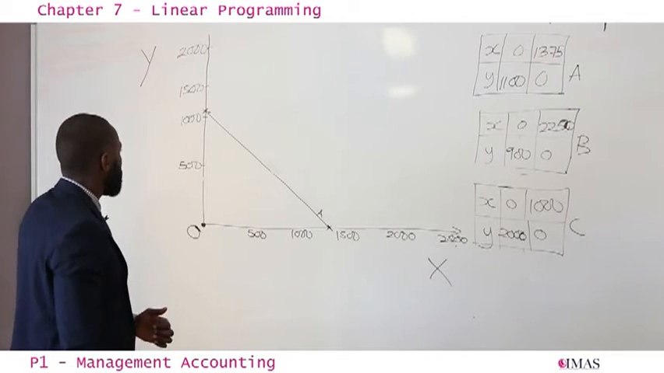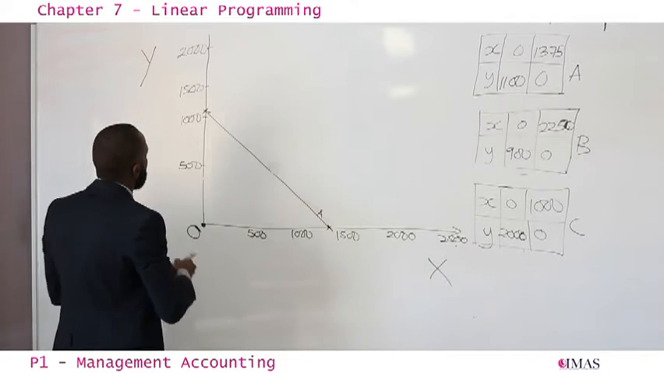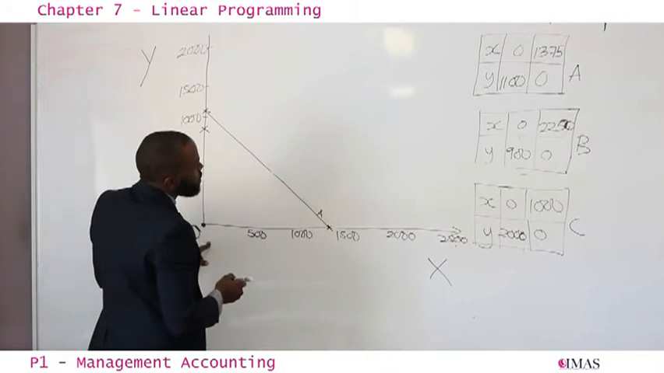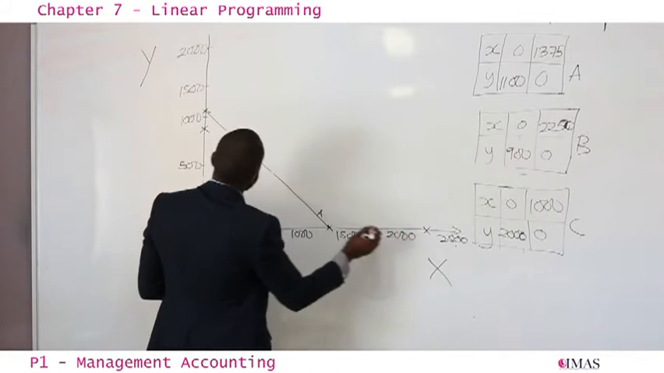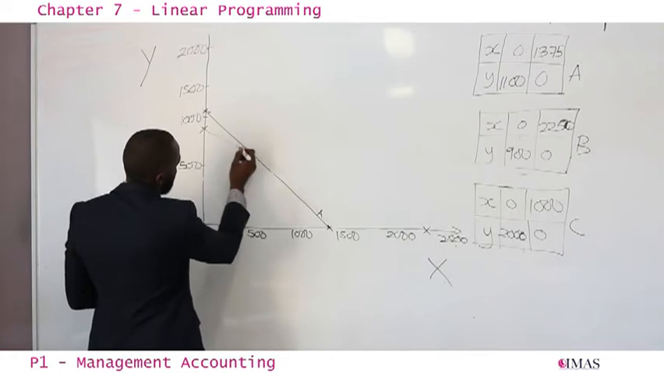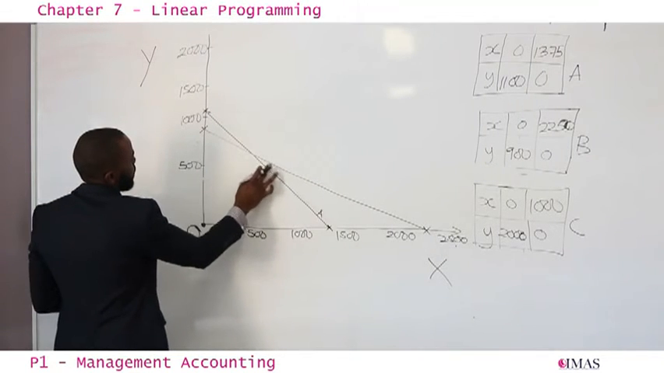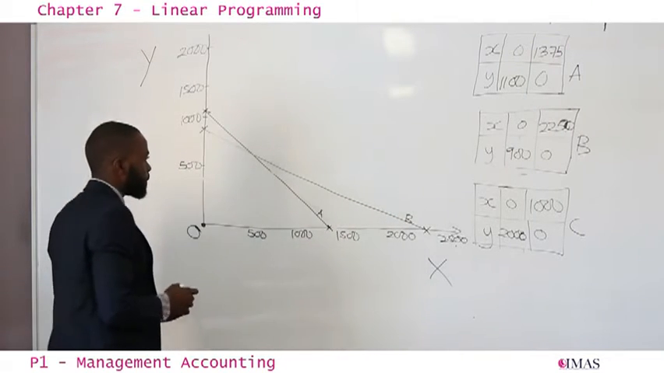For B again we have 2 points. When x is 0, y is 900. So that will be somewhere here. Then when y is 0, x is 2250. So 2250 will be somewhere here. So we need to join the 2 points. So that will be B.